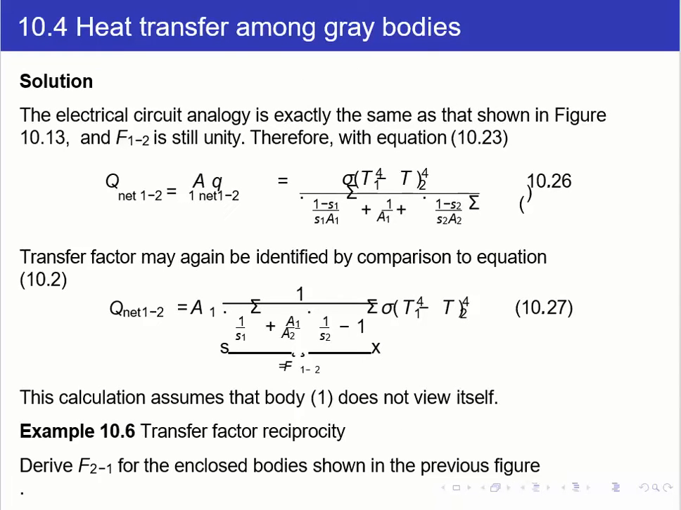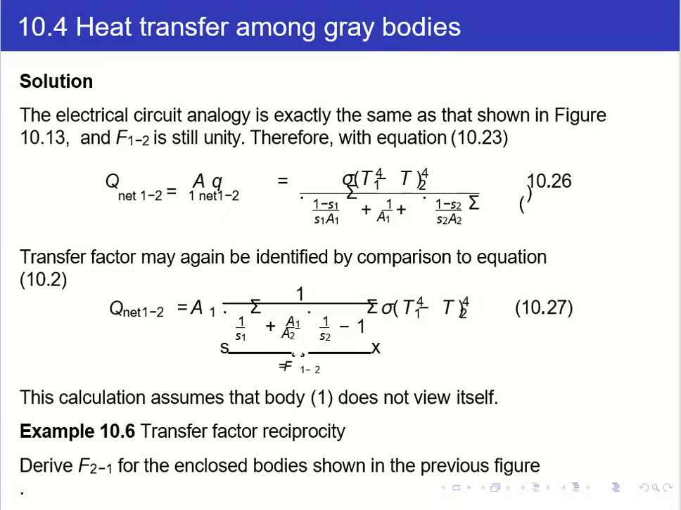Here the circuit analogy is exactly the same as shown in the figure, that F1 to 2 is still unity. For that, the net heat flow 1 to 2 is equal to A into small q from 1 to 2. That will be the summation of sigma (T1 raised to power 4 minus T2 raised to power 4) divided by [(1 minus S1)/(S1 A1) plus 1/(A1) plus (1 minus S2)/(S2 A1)].